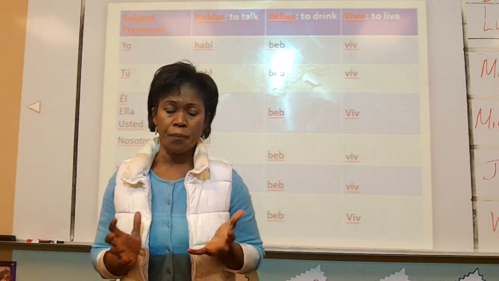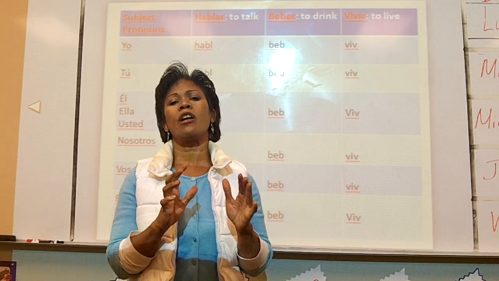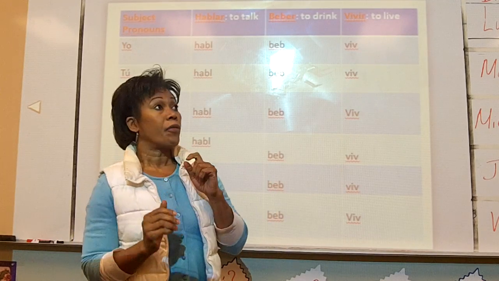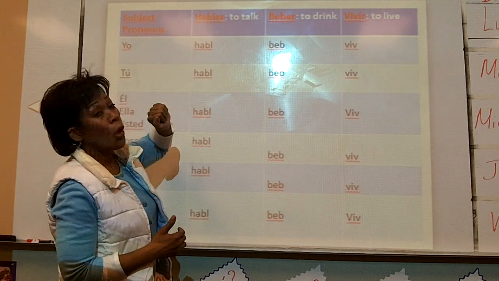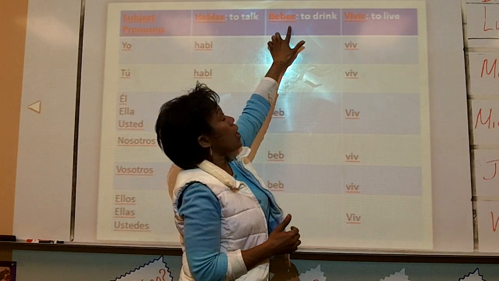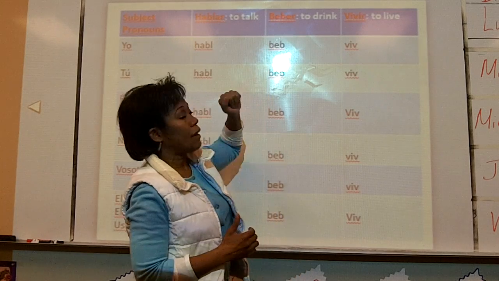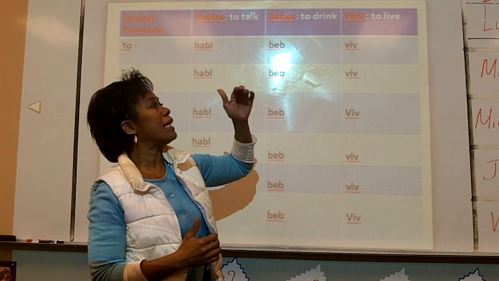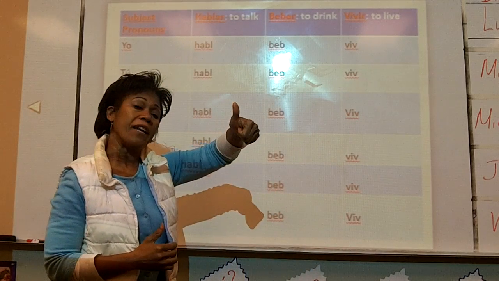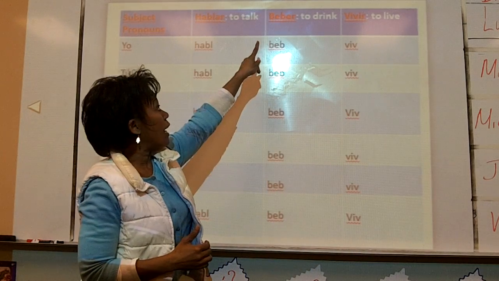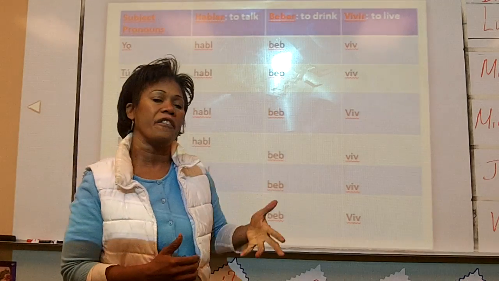In Spanish, there are three types of verb. Those that end in AR, like hablar. Those that end in ER, like beber. And those other verbs that end in IR, like vivir. So there are three groups: AR ending verbs, ER ending verbs, and IR ending verbs.